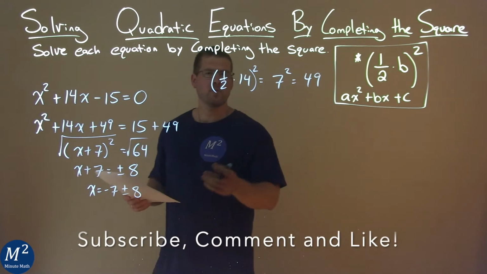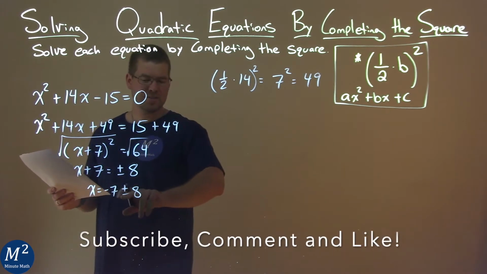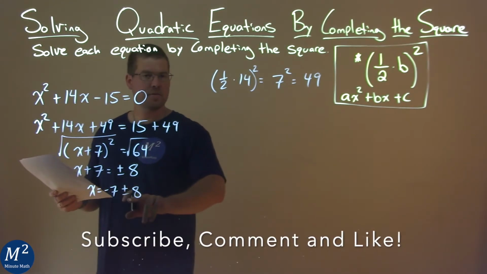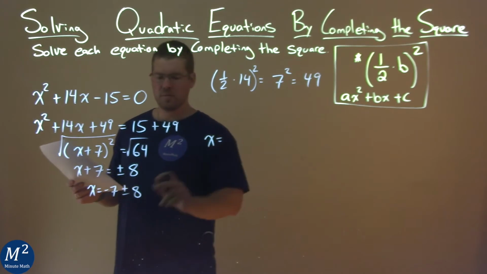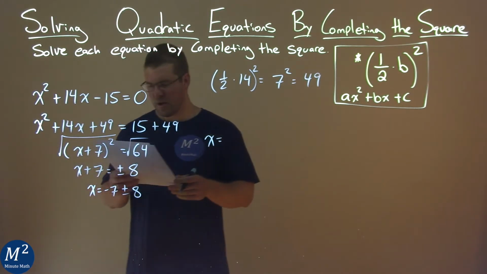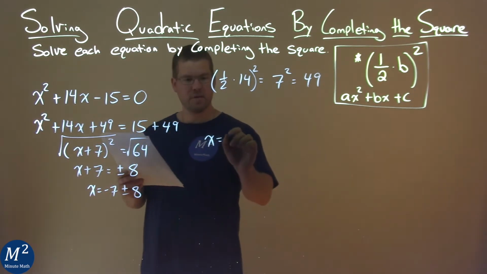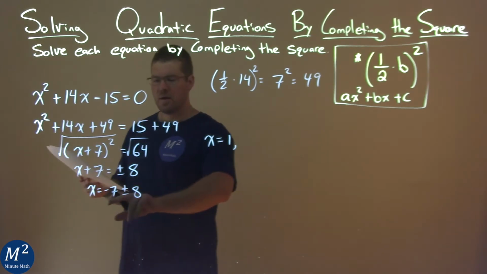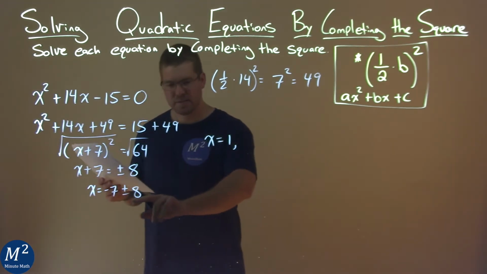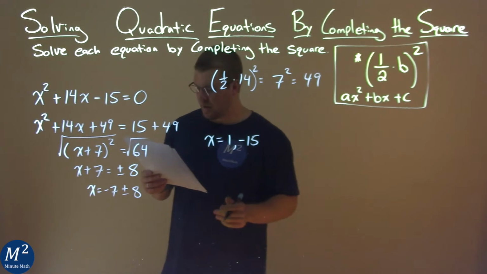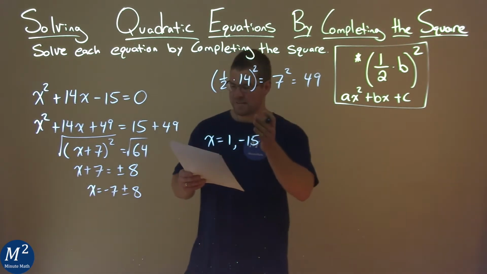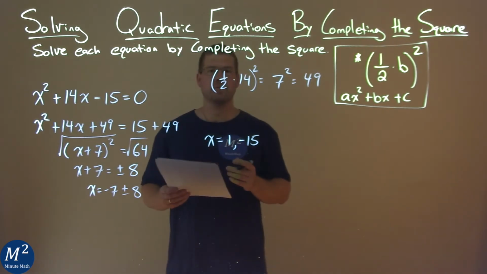So where do we go from here? Well, we can just solve it now. We just solve the plus and the minus solution here. So let's go with the plus. Negative 7 plus an 8 is a positive 1. Negative 7 minus an 8 is a negative 15. And so my final answers are x equals 1 and negative 15.